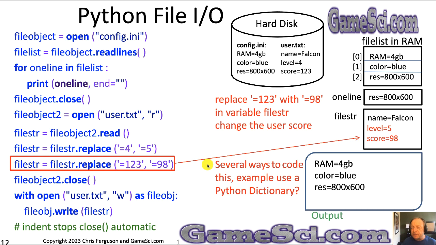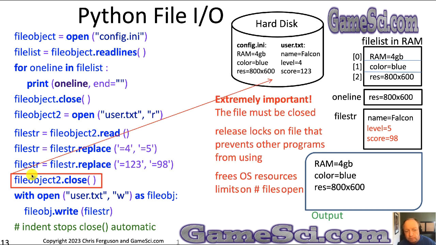Again, there are several ways to code this example. We could have used a Python dictionary. We could have done lots of different commands to change the data. The thing that I'm trying to get through here is when you want to update a file, we typically read it into RAM memory, change the data while it's in RAM memory, and then write it back out to disk. These are two changes we've made to the data while it's in RAM memory.